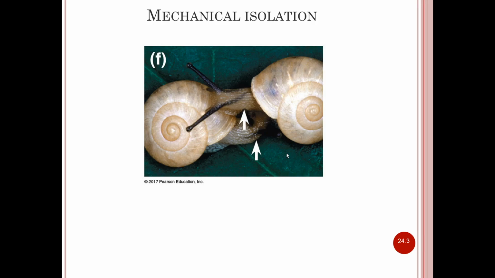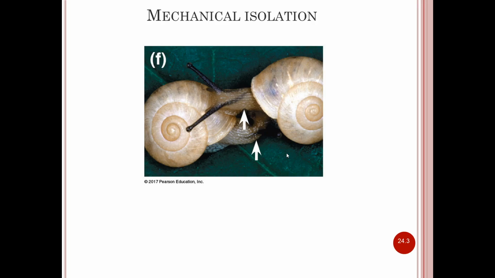And usually when that happens, it's the exchange of sperm cells that occurs. But in this case, if the copulatory organs could align, they would each release eggs. And then they would take the eggs that they received from the other snail and fertilize them internally with their own sperm cells. So kind of a unique way of reproducing. But again, because the two species' copulatory organs do not align, there will be no formation of a zygote.